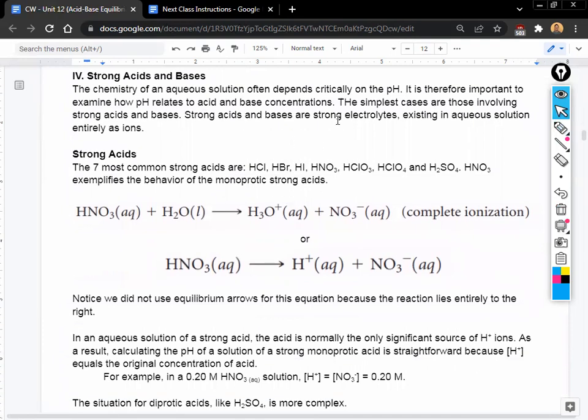We've talked about this before, but there are 7 common strong acids. Basically, strong acids and bases are strong electrolytes. Strong electrolytes are compounds that almost completely dissolve in water. So that's why they're called strong. They just break apart. And there's 7 strong acids that are common. You'll have to know these, just to let you know. HCl, HBr, HI, HNO3, HClO3, HClO4, H2SO4, and HNO3.